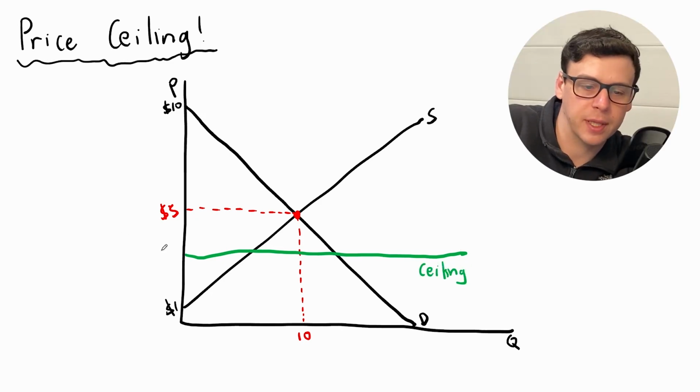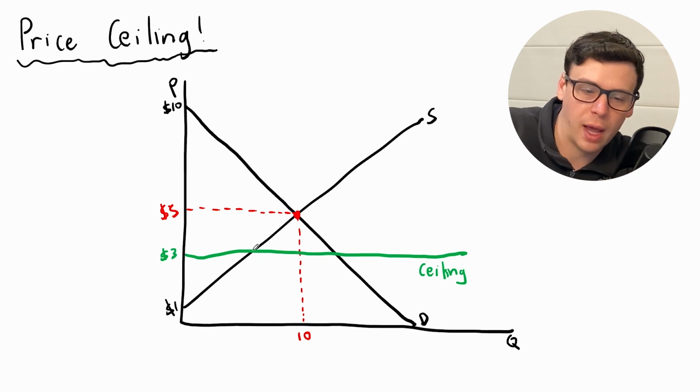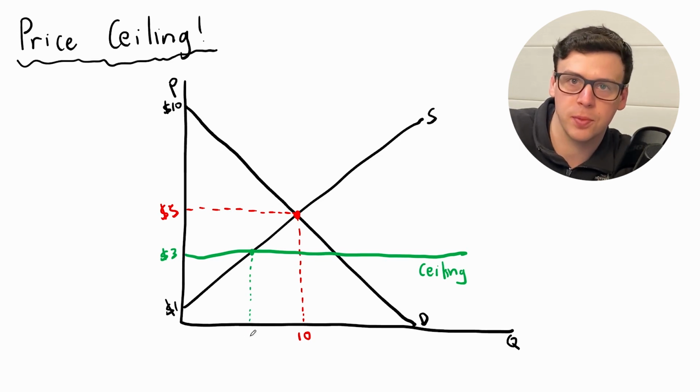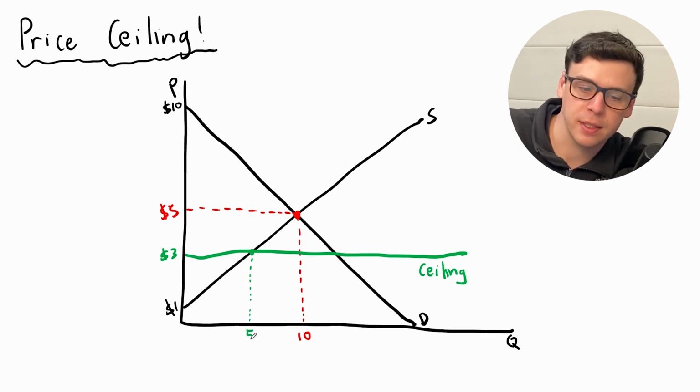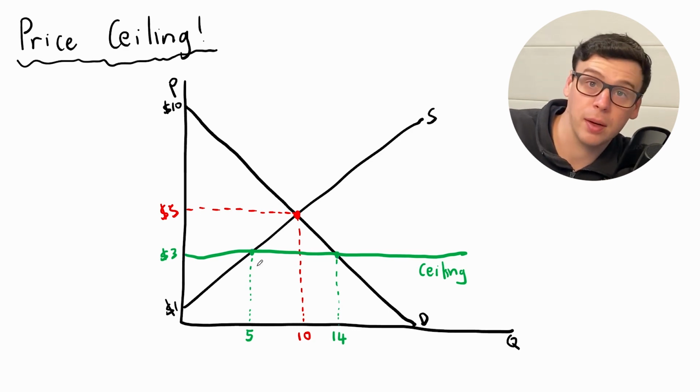So let's assume that this price ceiling comes in at $3. Now, what happens at this price? Well, the quantity supplied is here, and we can assume that's, say, 5 units. And the quantity demanded sits over here. And let's say that's 14 units. So in this scenario, and when you do this in an exam, I recommend you use a ruler to avoid these wonky lines. So what happens here?